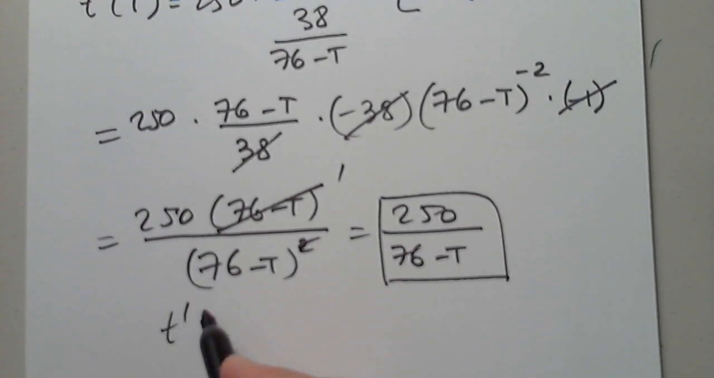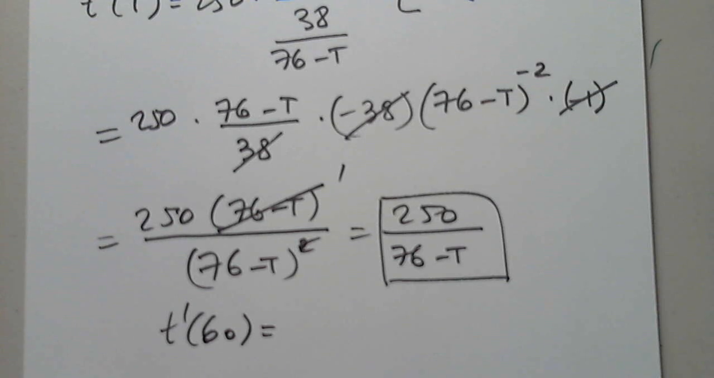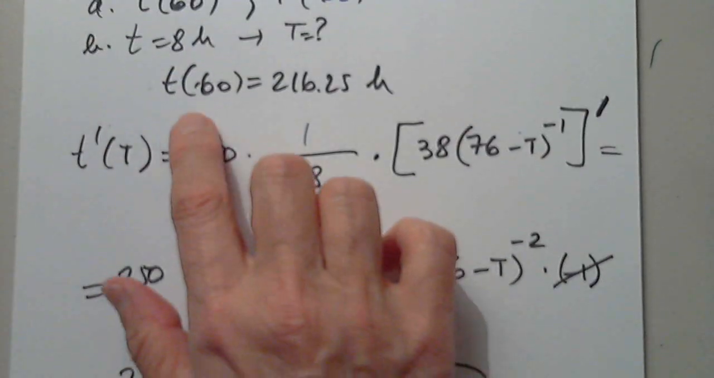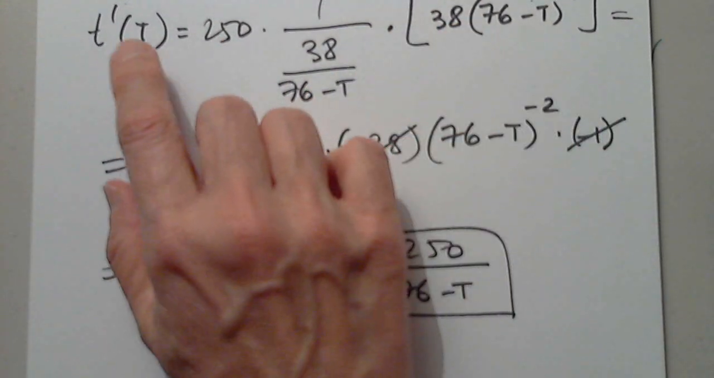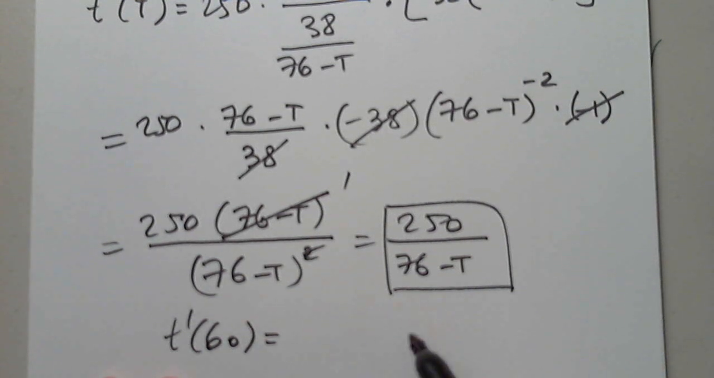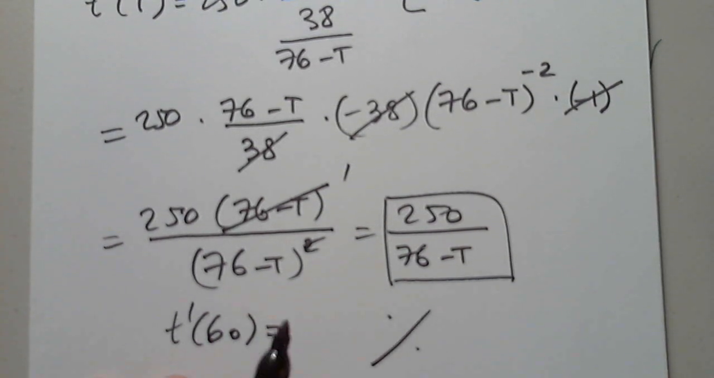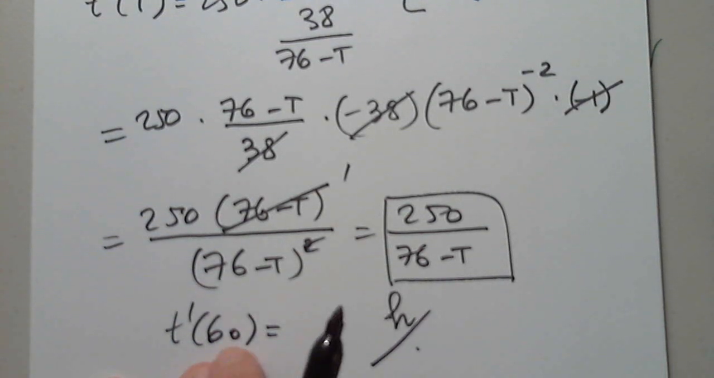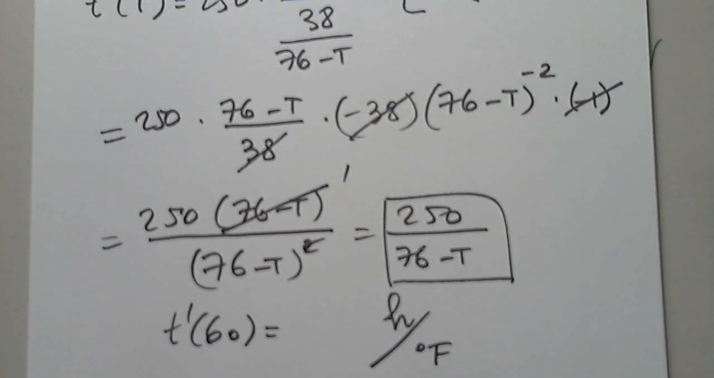Then they're asking us to find T prime of 60. So T of 60 is in hours. But T prime of 60, remember, has to have 2 measurement units. One coming from the y variable, which is in hours, and the other one coming from the independent variable, which is degrees Fahrenheit. And we have to plug in 76 in here to get T prime of 76.